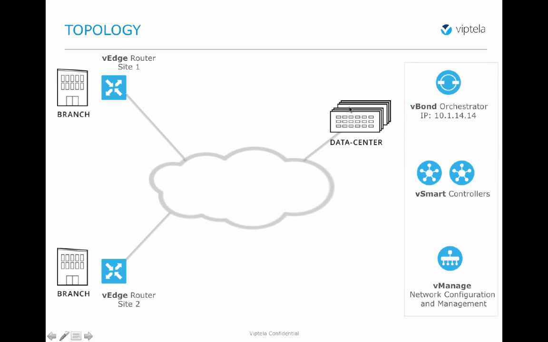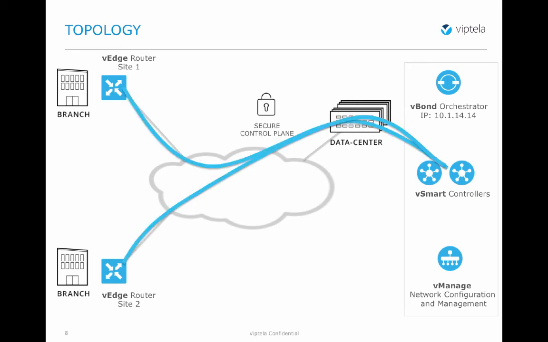And as we demonstrate the bring up of the VEdge routers on Site 1 and Site 2, you're going to see that they automatically set up a secure control channel to each of the two vSmart controllers and also a secure data channel between the two VEdge routers. And of course, as you keep adding VEdge routers on new branch sites in the network, the secure data channel gets set up between all the VEdge routers on the network.